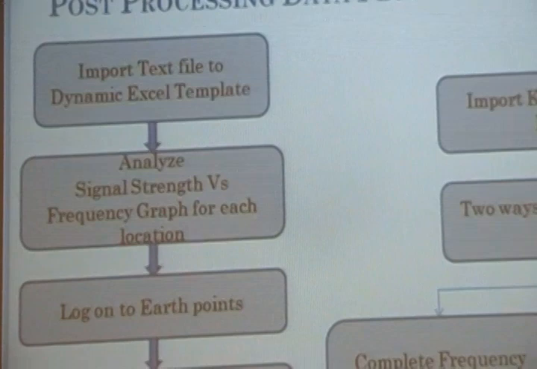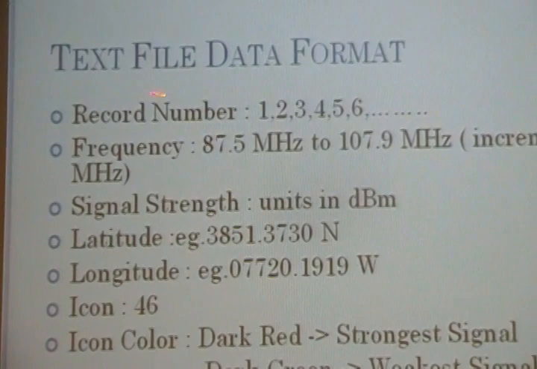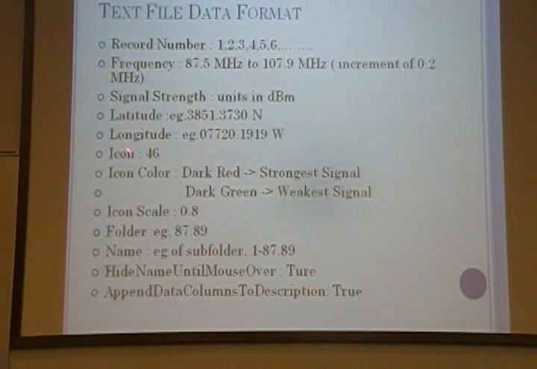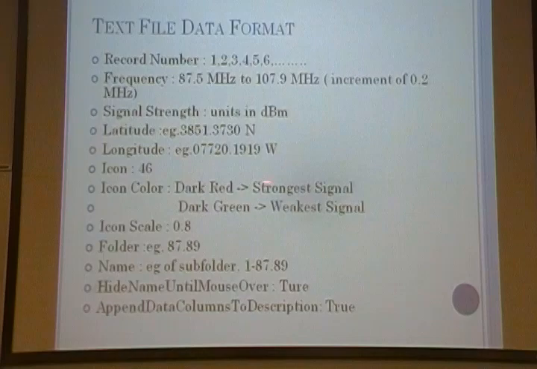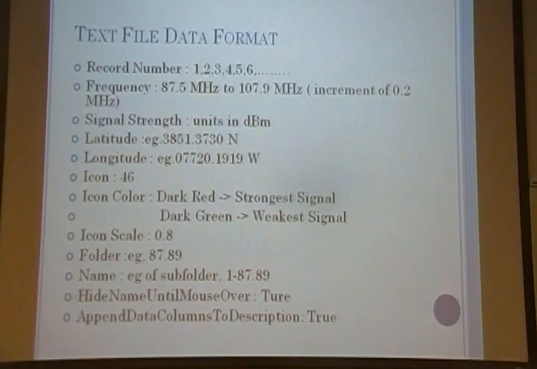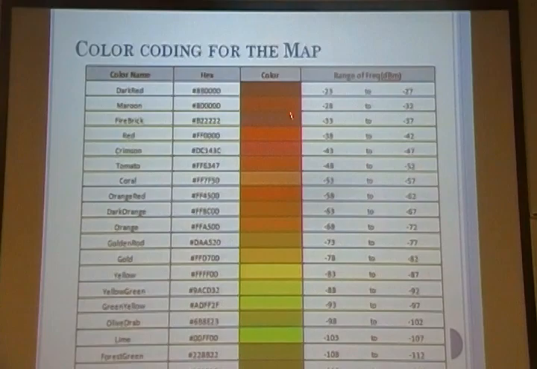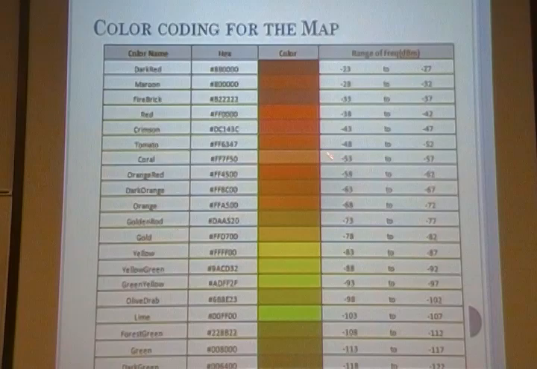Here you see the raw data text file, and we have to change it to the formatted text file. The formatted text file has a record number, frequency, and signal strength, but the main thing we created for the formatted text file is icon color. The icon color we set up is dark red for the strongest signal, and weaker signals are shown in dark green. Over here you can see that this is the strongest signal and this is a weaker signal, and you can see the gradients, which are all 5 dBm different.